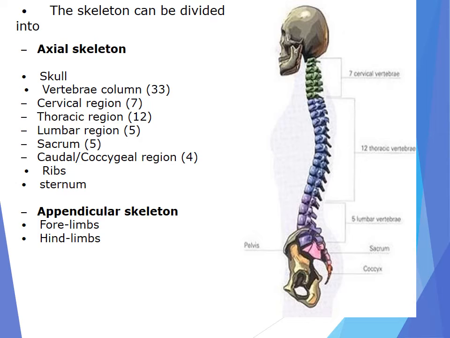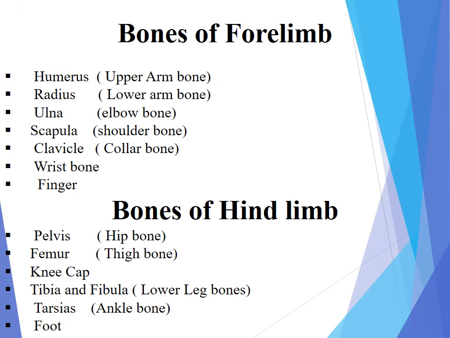Then comes the appendicular skeleton. The appendicular skeleton consists of forelimbs and hind limbs. Forelimbs mean upper arms, and hind limbs mean lower limbs or legs. Now the bones present in the forelimbs or upper arms: humerus is the bone of the upper arm. Then radius, the lower arm bone. Ulna, the elbow bone. Scapula, which is the shoulder blade into which the humerus fits. Clavicle is the collarbone, then the wrist bones, and then the fingers.